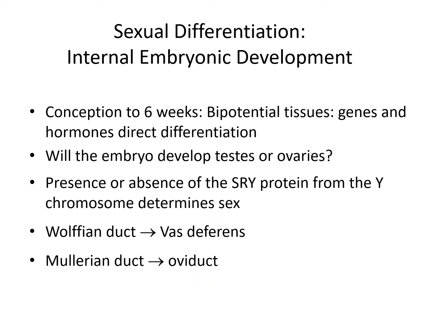From conception until about 6 weeks of development, the embryo is neither male nor female. It hasn't differentiated yet. It contains what are said to be bipotential tissues. Bi meaning two, so these tissues have the potential to become ovaries and female structures, or testes and male structures. Whether or not the embryo develops as a female or male is going to depend on whether or not the Y chromosome is absent or present.